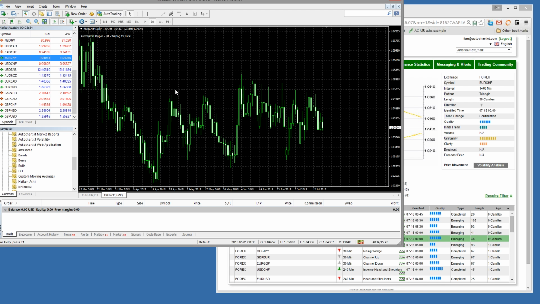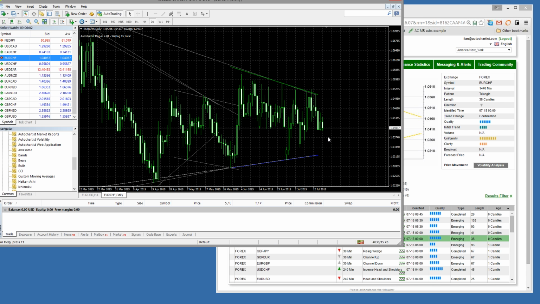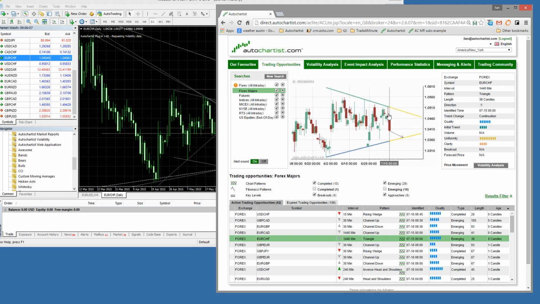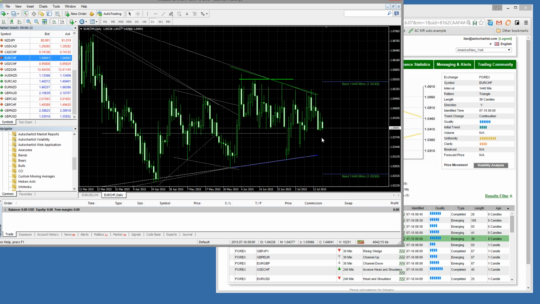I'm not quite sure why I'm not getting the Autochartist information. It's not really ticking that much. That's probably why. I'm sure the Autochartist lines will come through in just a second. Okay, there they are. So as you can see, this is exactly the same pattern that we got on our Autochartist web application we've got over here, right?